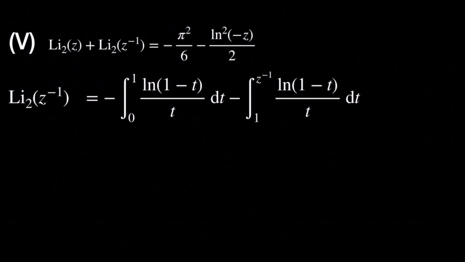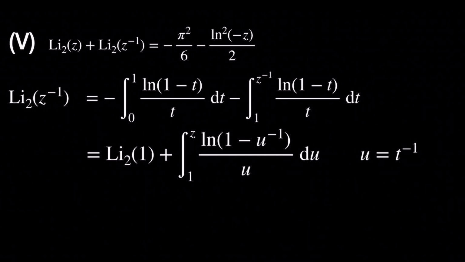Now, we want to split our integral into two parts. The first integral is going to be the integral from 0 to 1, and the second one is going to be from 1 to z to the negative 1. The first integral is simply theta of 2, or Li2 of 1.